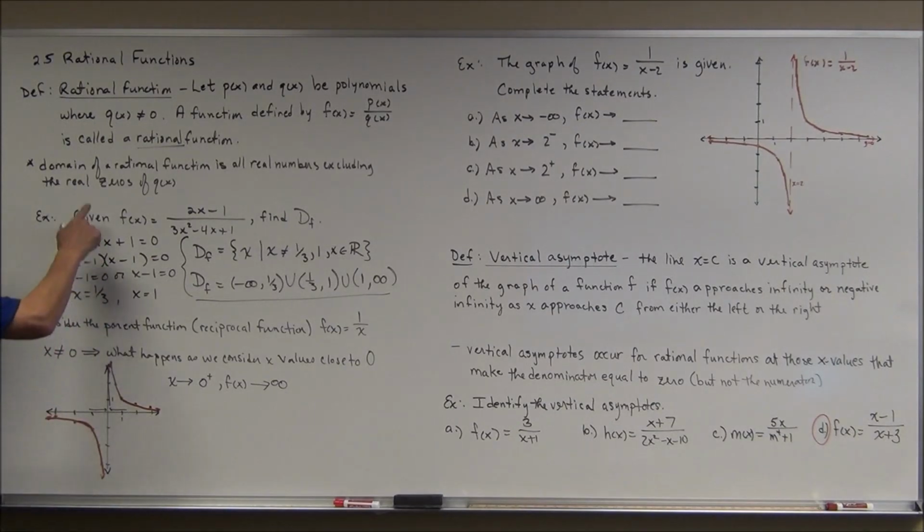So it goes upward and upward and upward. It never touches the y-axis. The y-axis is sometimes referred to as a vertical asymptote. We're going to talk more about that in a minute.